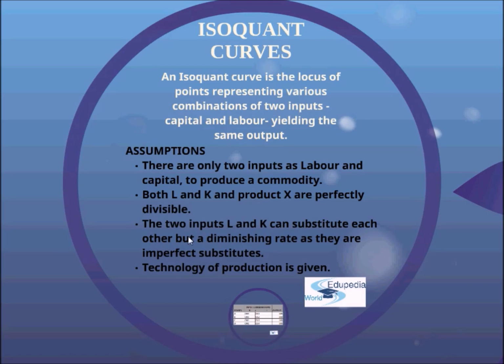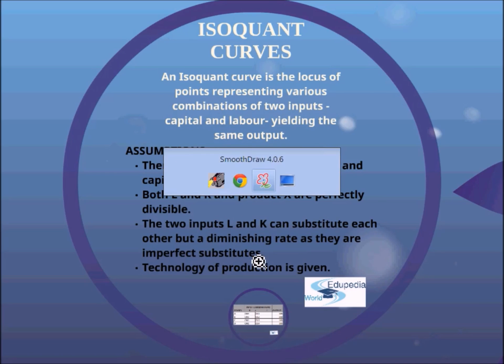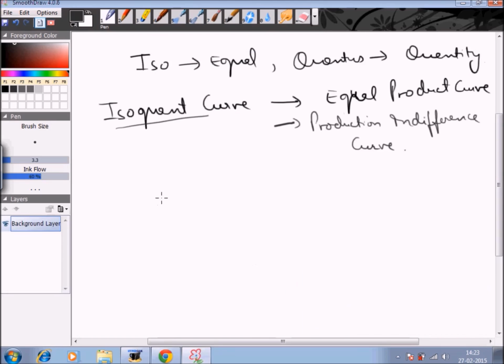The next assumption: the two inputs L and K can substitute each other but at a diminishing rate, as they are imperfect substitutes. If they were perfect substitutes, and suppose we take labor on the x-axis and capital on the y-axis, then the curve would be a straight line, which shows that 1 unit of capital replaces 1 unit of labor. Similarly, 2 units of capital replace 2 units of labor. But this is not the case.